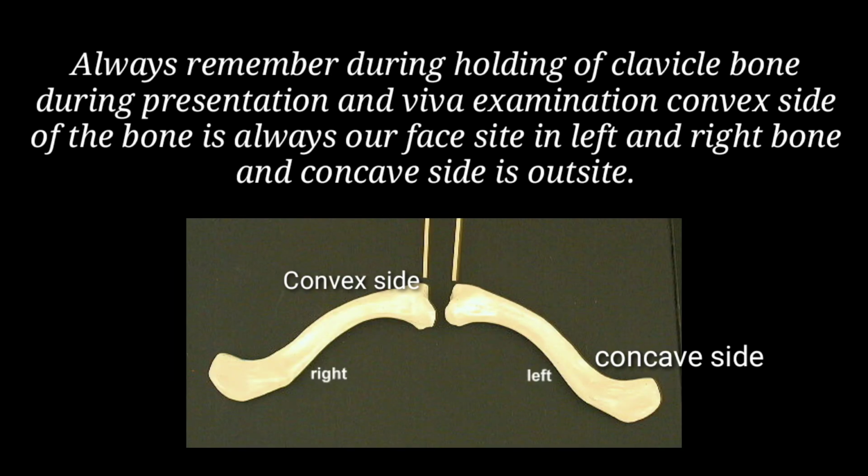Always remember, during holding of clavicle bone, during presentation and viva examination, convex side of the bone is always our face side in left and right bone, and concave side is the outside. This is the right clavicle bone holding position and this is the left clavicle bone holding position during examination.